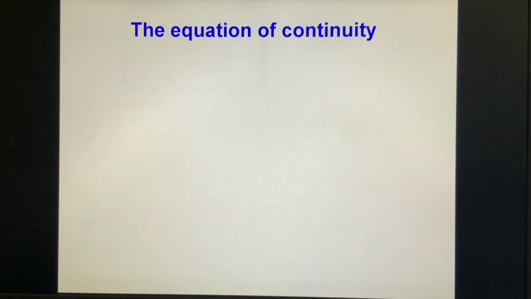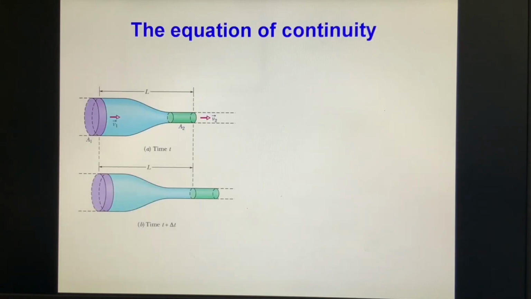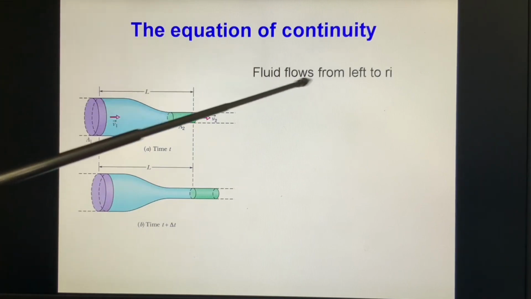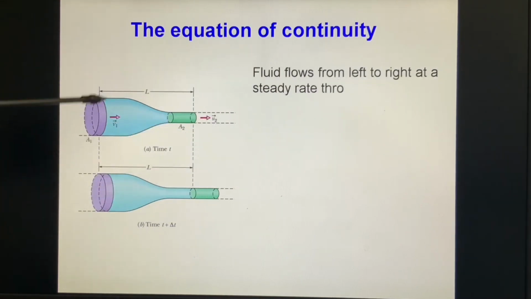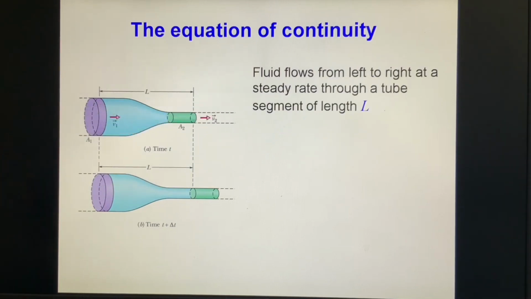The equation of continuity. Look at this streamline tube. We see this one, the blue volume, is going in, and at the same time, the green one is going out. We see the fluid flows from the left to the right at a steady rate through the tube segment of length L.